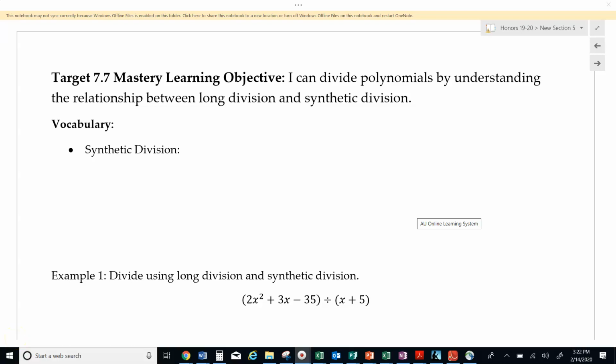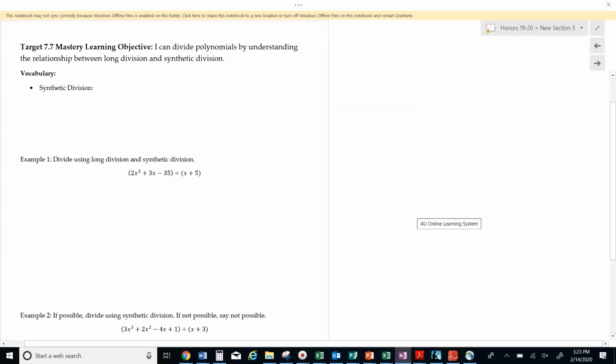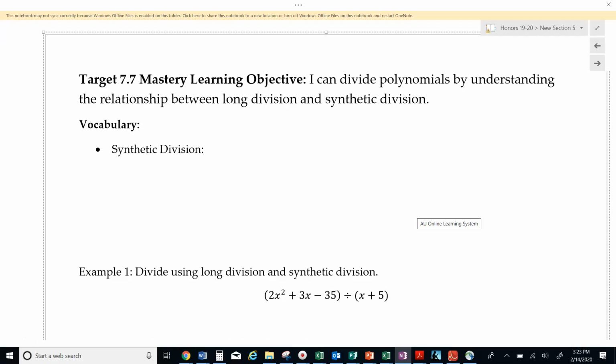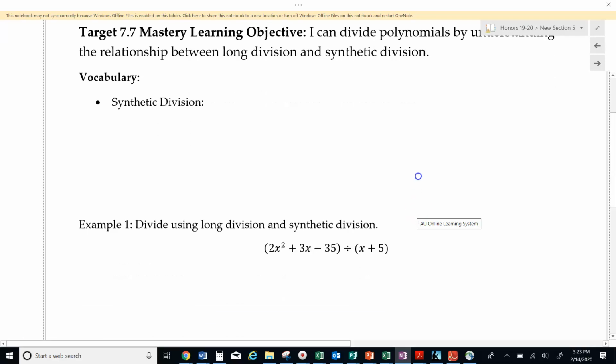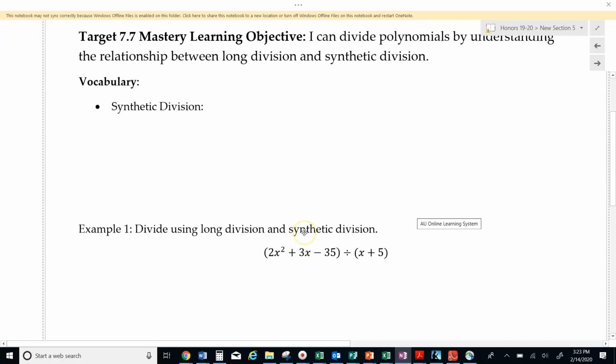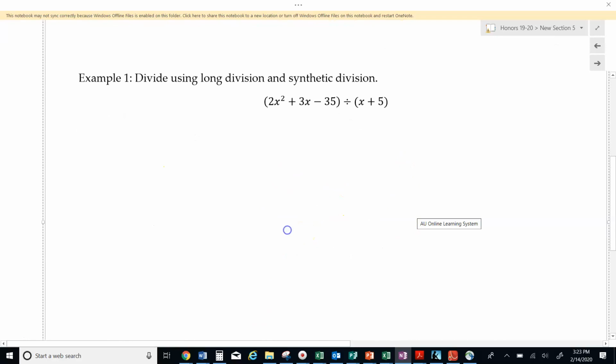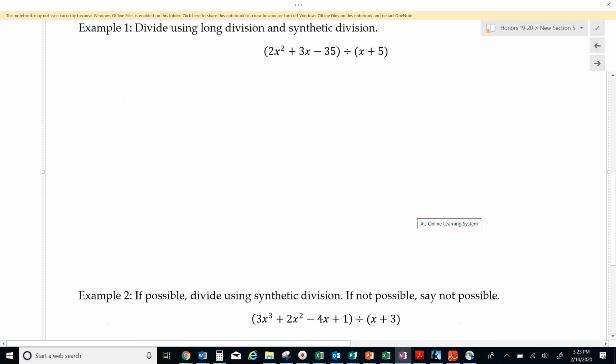All right, we are now looking at target 7.7. I can divide polynomials by understanding the relationship between long division and synthetic division. We looked at example 1 in class, or today, I guess, with dividing using synthetic division and long division, seeing how those compare.